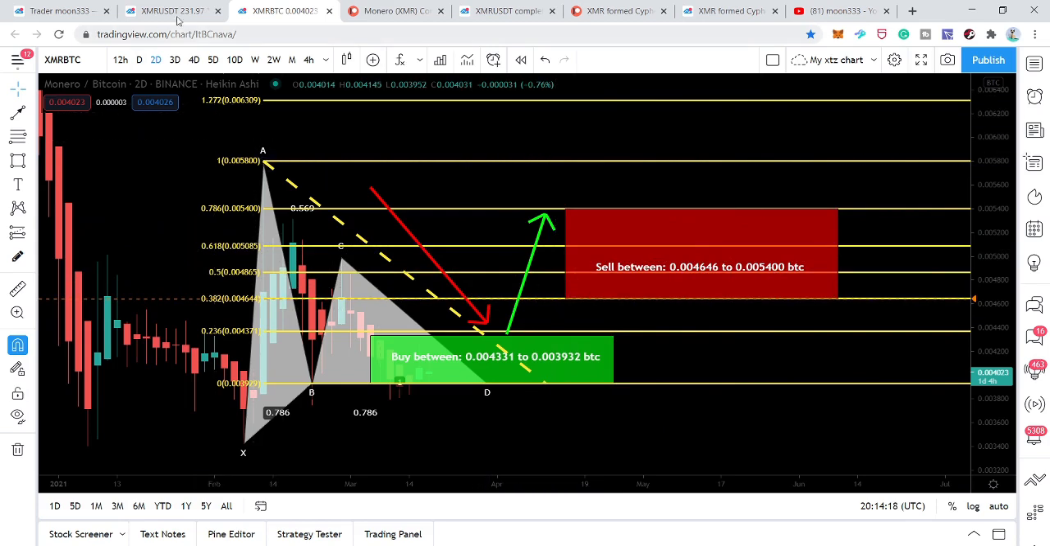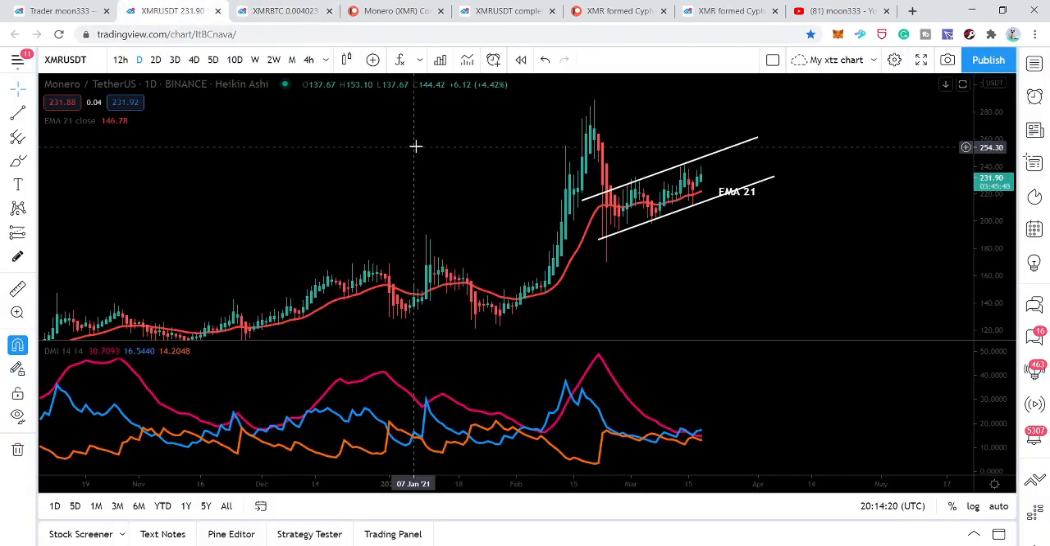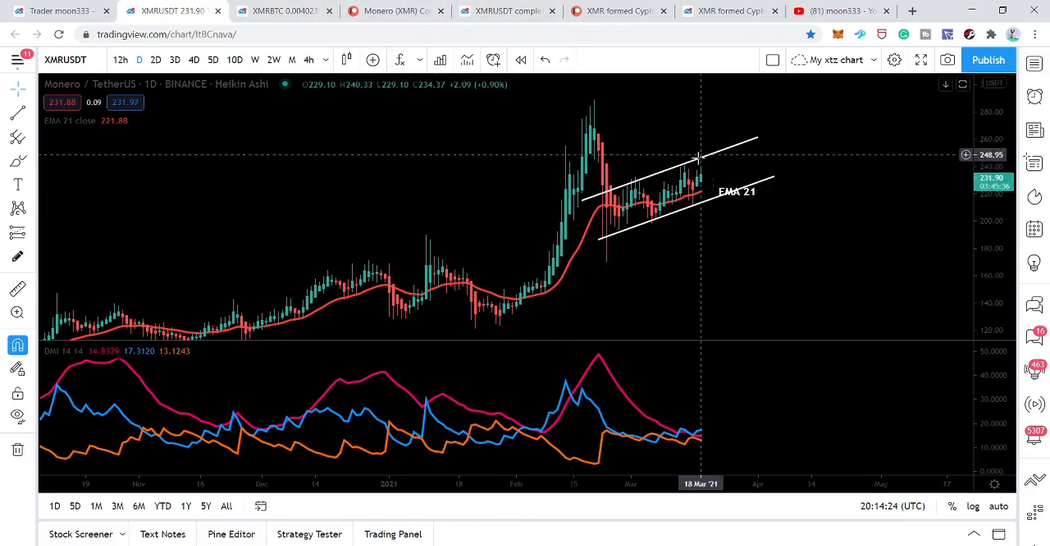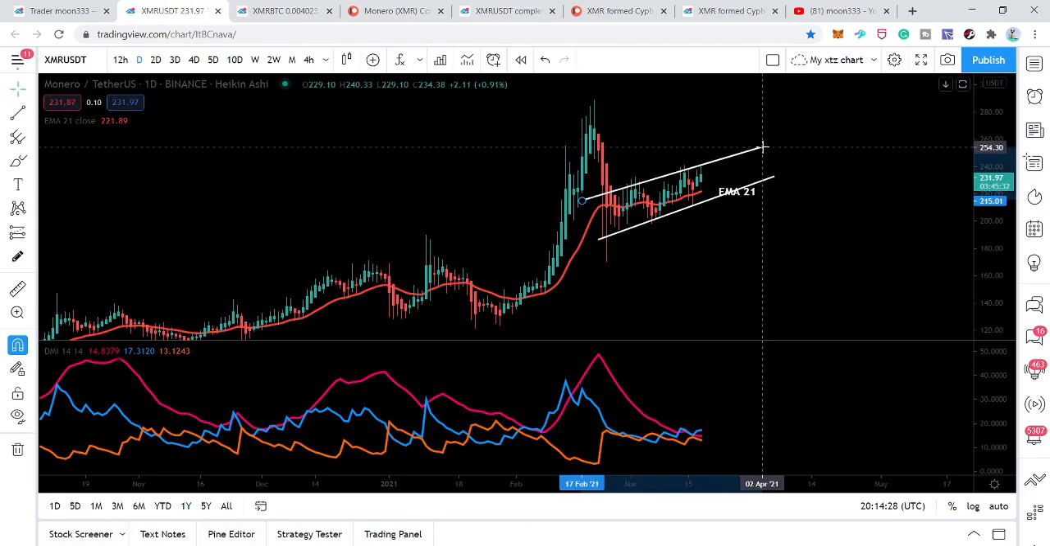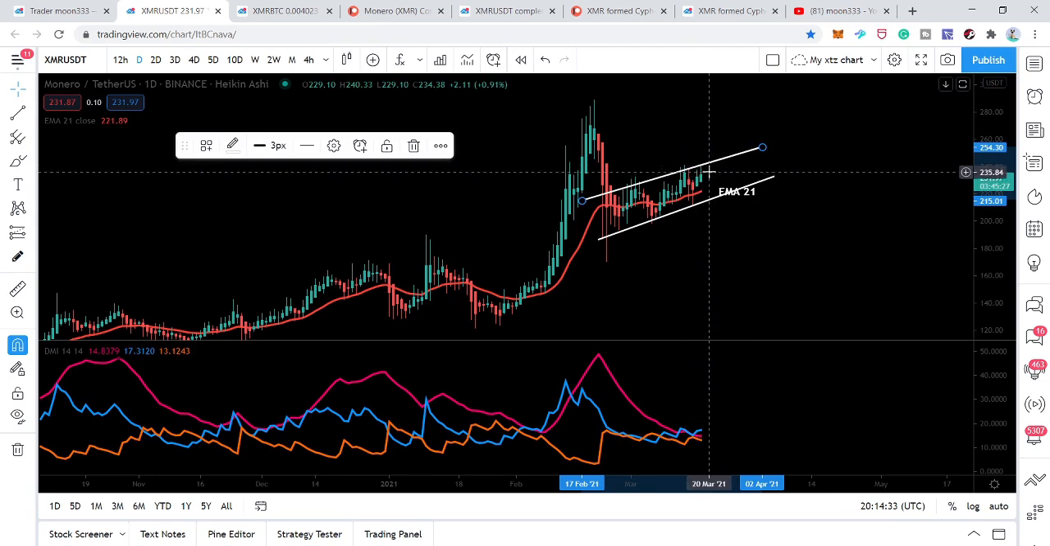However, I'm expecting that we may have a very powerful rally from here, because once the price line turns bullish, it can also break out this resistance of the channel, or maybe it will be a rising wedge pattern as well. If it drops from here and forms a lower high, then it can turn into the rising wedge pattern.